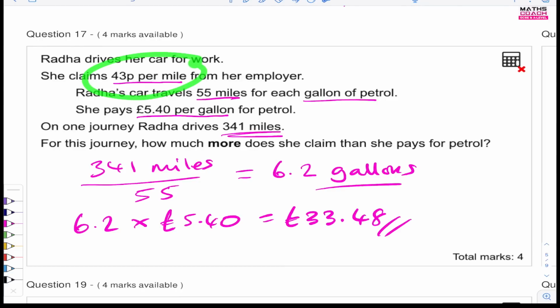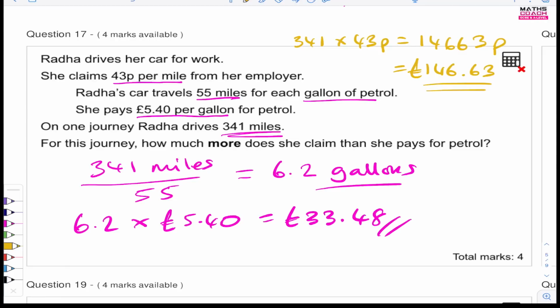Now, she gets 43p per mile from her employer and she drives 341 miles. So we can work with that now. So 341 times by 43, we're going to multiply here. So this will tell us how much she should get in pennies from her employer for the distance that she's traveled. So 341 times by 43, that gives us in pennies 14663 in pennies. We're going to divide that by 100 to get it into pounds, and that is 146 pounds and 63 pence.